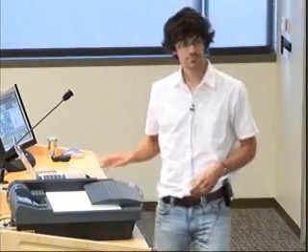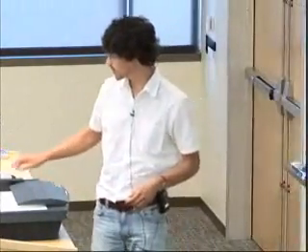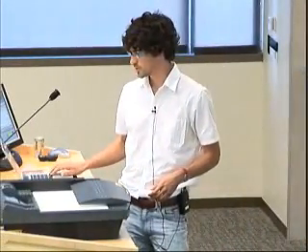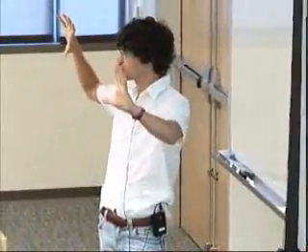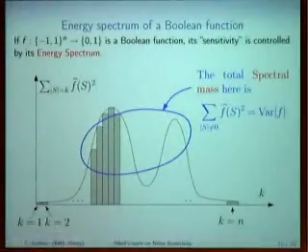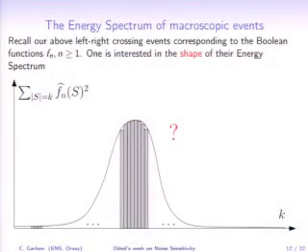Now in percolation, what we will need to do, we have these Boolean functions f of n, which corresponds to left-to-right crossing in boxes of scale n. And we'd like to know what is the shape of the energy spectrum of this Boolean function. Is it located near finite frequencies, or does it spread to infinity? How does it look?